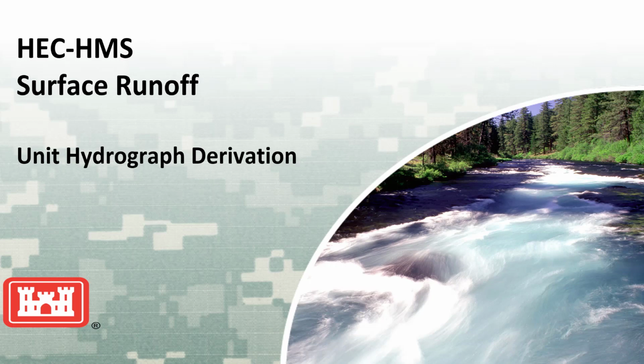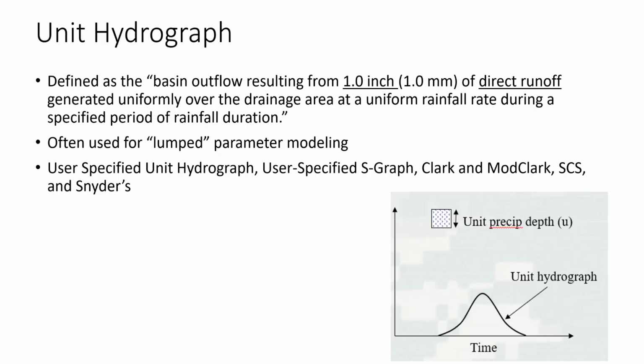We will discuss the unit hydrograph approach to transforming excess rainfall to streamflow, and how to derive a unit hydrograph from an observed hydrograph. So let's review the definition of a unit hydrograph. The unit hydrograph is defined as the basin outflow resulting from 1 inch of direct runoff generated uniformly over the basin area at a uniform rainfall rate and during a specified period of rainfall.